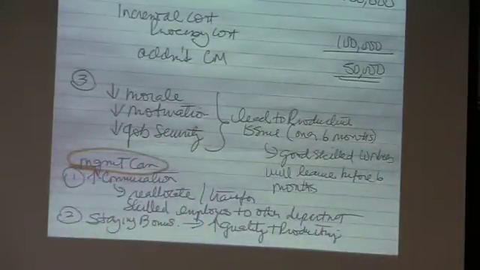But in the analysis in part 2, clearly it makes sense to continue to process it further because it's going to generate an additional $50,000 contribution margin. Okay? Thank you.